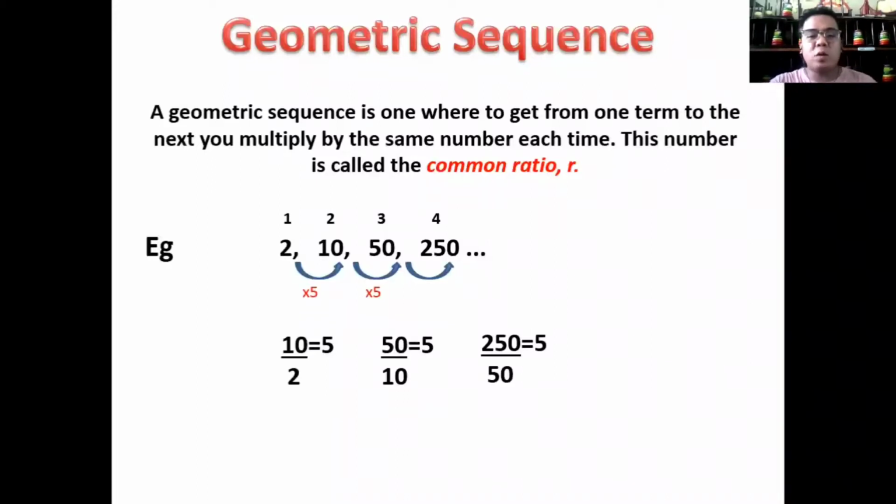So what we have noticed here is that to get the common ratio, we divide the second term by the first term, the third term by the second term, or the fourth term by the third term, and so on. That is the process of getting the common ratio of the sequence. Therefore, we can say that the common ratio is 5.